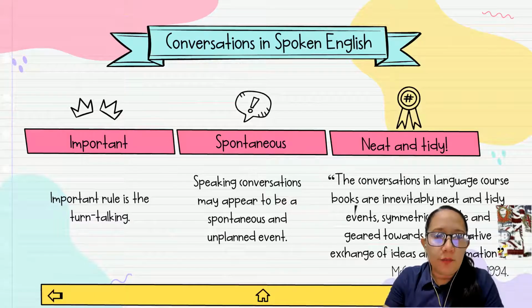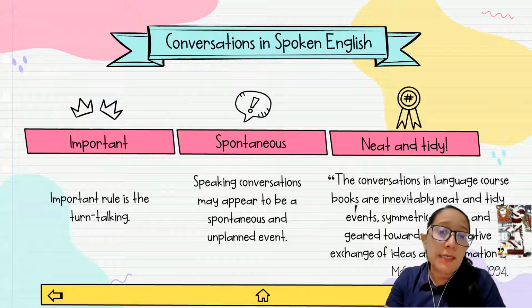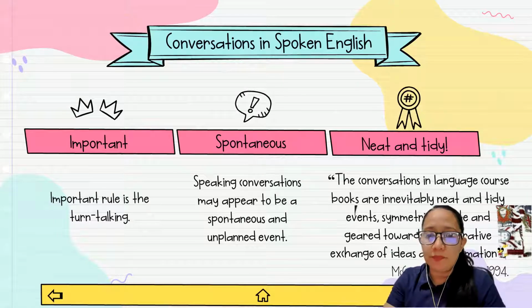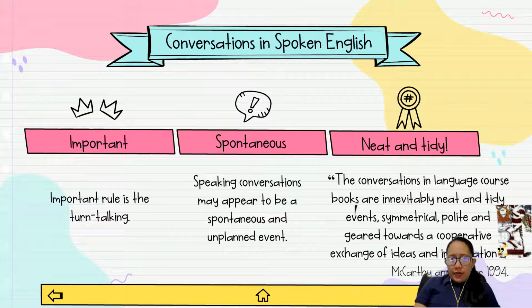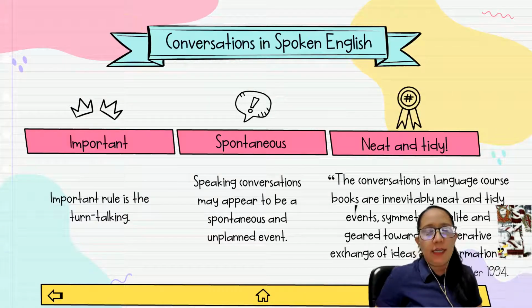Conversations in spoken English, we have three things important. The important rule is turn taking, so one by one. Spontaneous. Speaking conversations may appear to be a spontaneous and unplanned event. The conversations in language books are inevitably neat and tidy. These events are symmetrical, polite, and geared towards cooperative exchange of ideas and information. That was said by McCarthy and Carter in 1994.